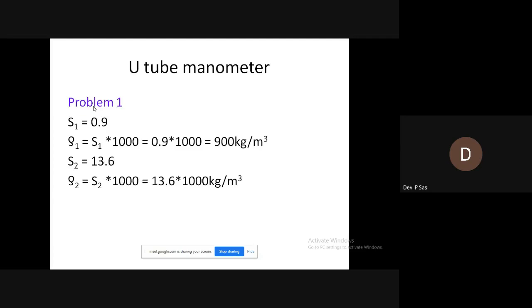Then what is S2? S2 means specific gravity of the heavier liquid. The heavier liquid given is mercury. So rho 2 will be S2 into 1000, 13.6 into 1000, that much kilogram per meter cube. Now I hope you are clear with S1 and rho 1, and similarly S2 and rho 2. It is the given data.